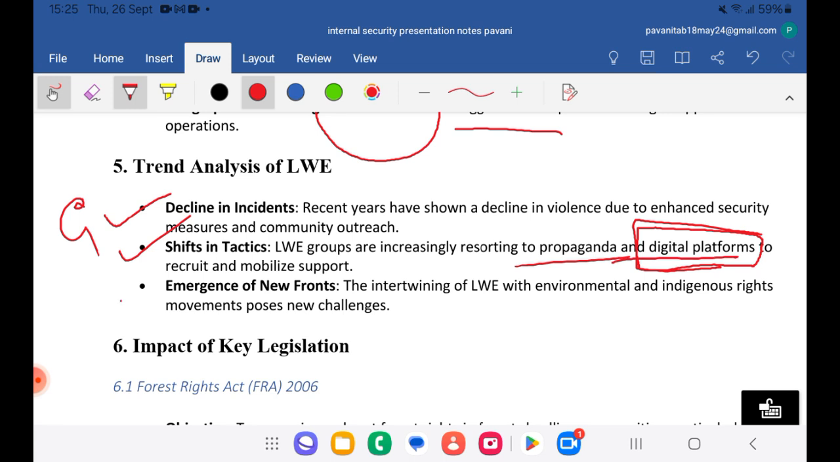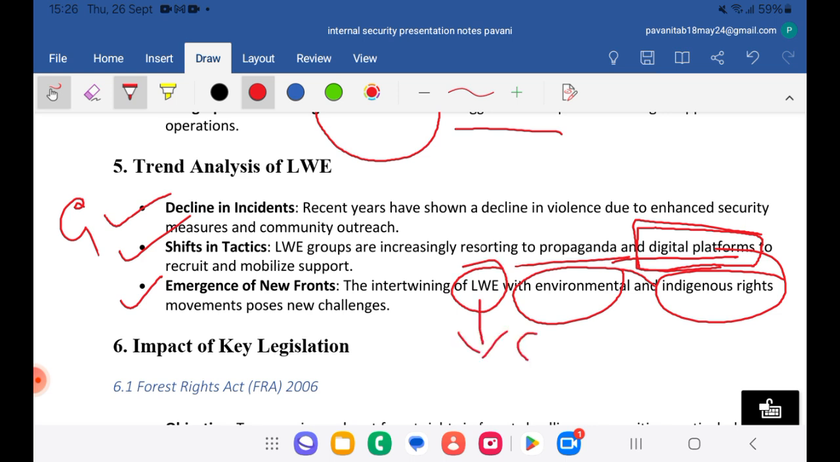Third one is emergence of new fronts. The intertwining of left-wing extremism with environmental and indigenous rights movements poses a new challenge. Now we thought left-wing extremism would be caused because of socio-economic injustice. Now it is taking a new turn, an additional turn, into environment and also indigenous rights. If those rights are getting violated, then they are also combining with LWE, and then the issue is becoming complex. So it's the emergence of a new front of extremism.